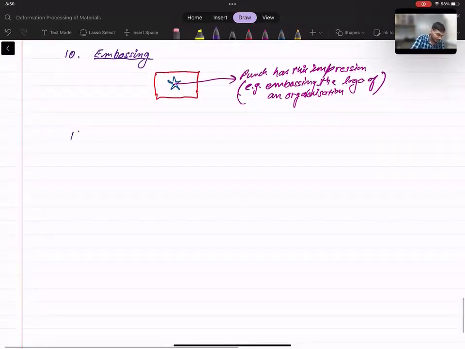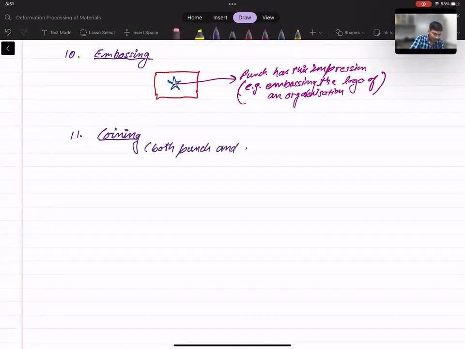So the next one is the coining operation. In coining, both punch and die have impressions. And again, this will be a similar arrangement which was used for the blanking operations.